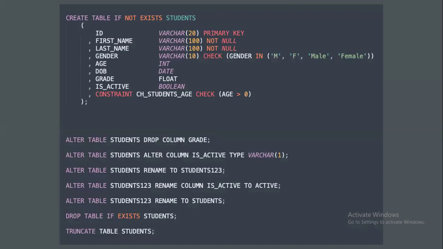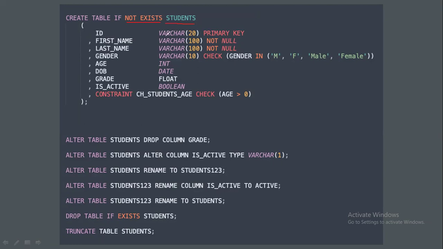Then how do we create the table? Here we'll create the table using the create command. Let's take one example: create table if not exists student. Student is the table name. The 'if not exists' means that if a student table already exists, then we can't create it again. If it does not exist, then we can create the table.